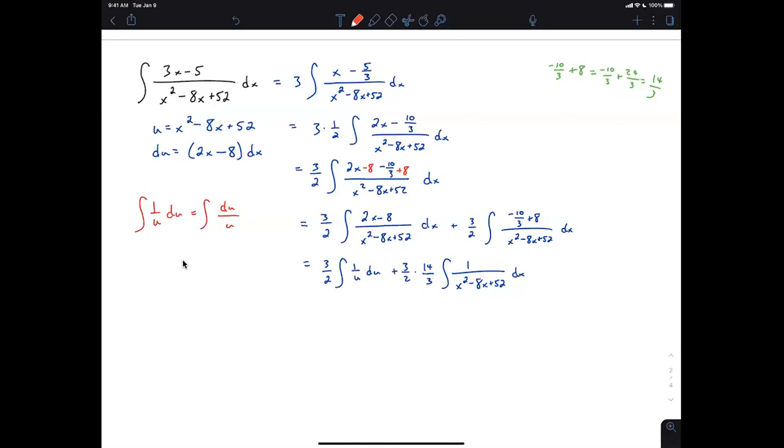When the bottom is an irreducible quadratic, but the top is a constant, this is the form that we have. 1 plus u squared is the easiest irreducible quadratic that exists. It doesn't have a middle term, and both of the coefficients are 1. So that's an irreducible quadratic where the top is a constant. We're going to have to force this to match that form.